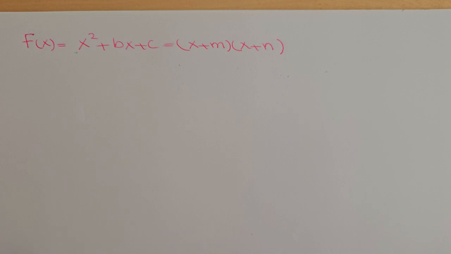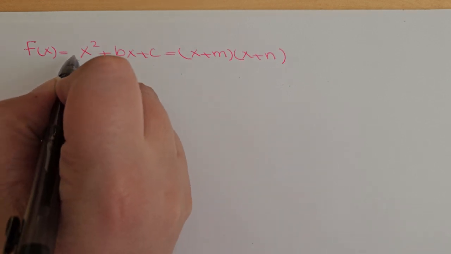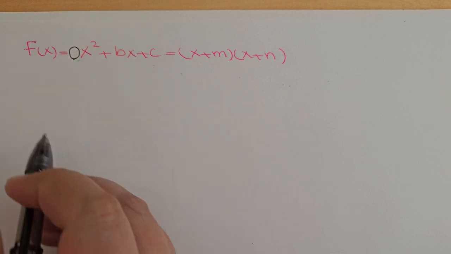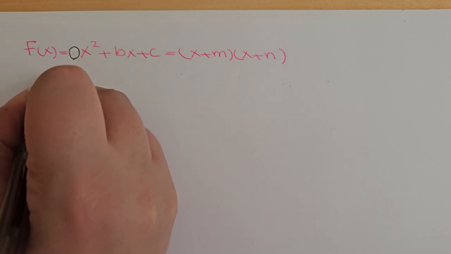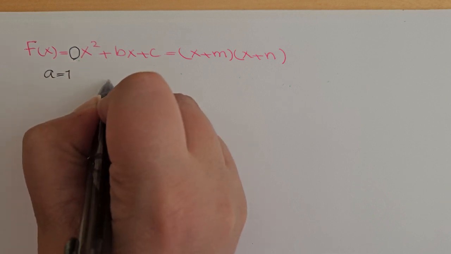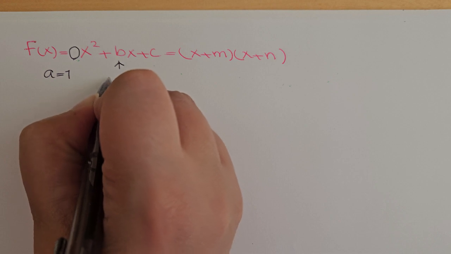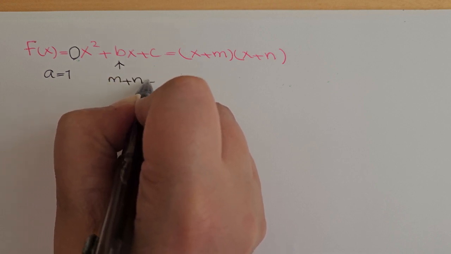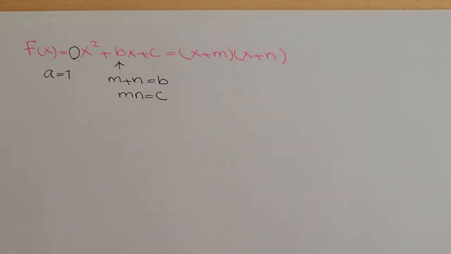We discussed in the first part of the video, if the leading coefficient, that means the coefficient of x squared, is 1, we just have to look for 2 numbers. We just have to find 2 numbers. If we add them together, we get the b, and if we multiply them, we get the c.